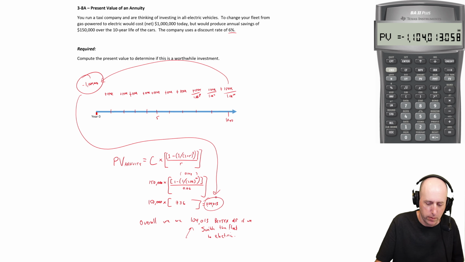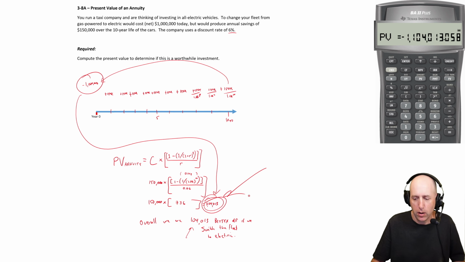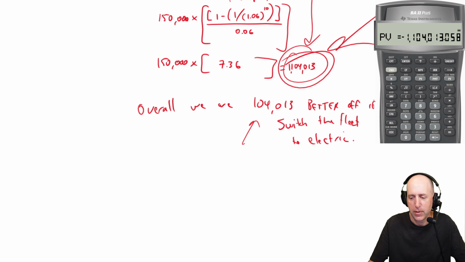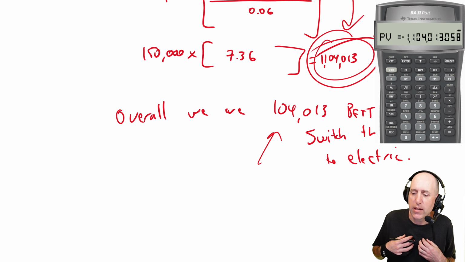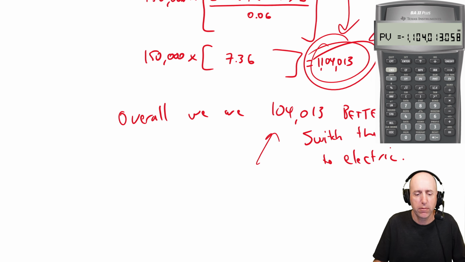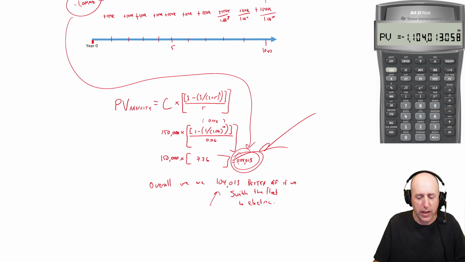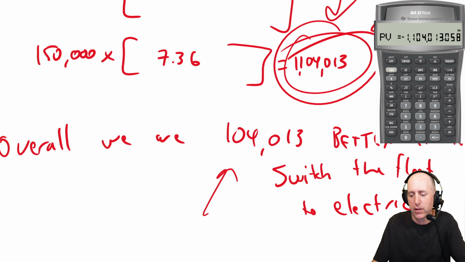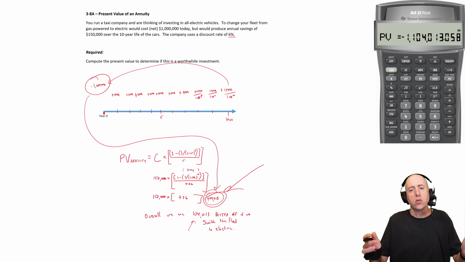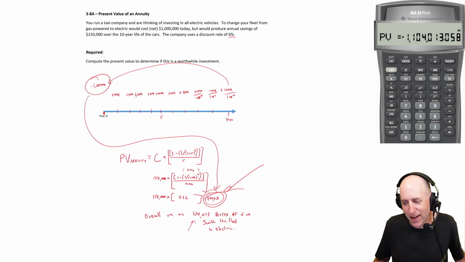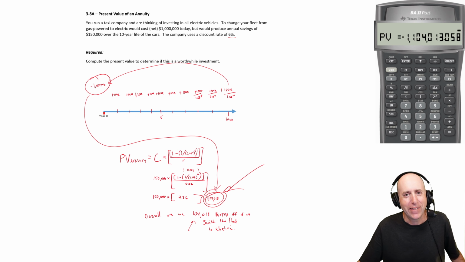1104013. Well, look at that, 1104013. It's the exact same answer. Let me put them beside each other, and there we have it. So the value of this is 1104013. If I have to pay $1 million to get $1.1 million in value, I should do it. We've solved this using both the formula as well as our financial calculators.